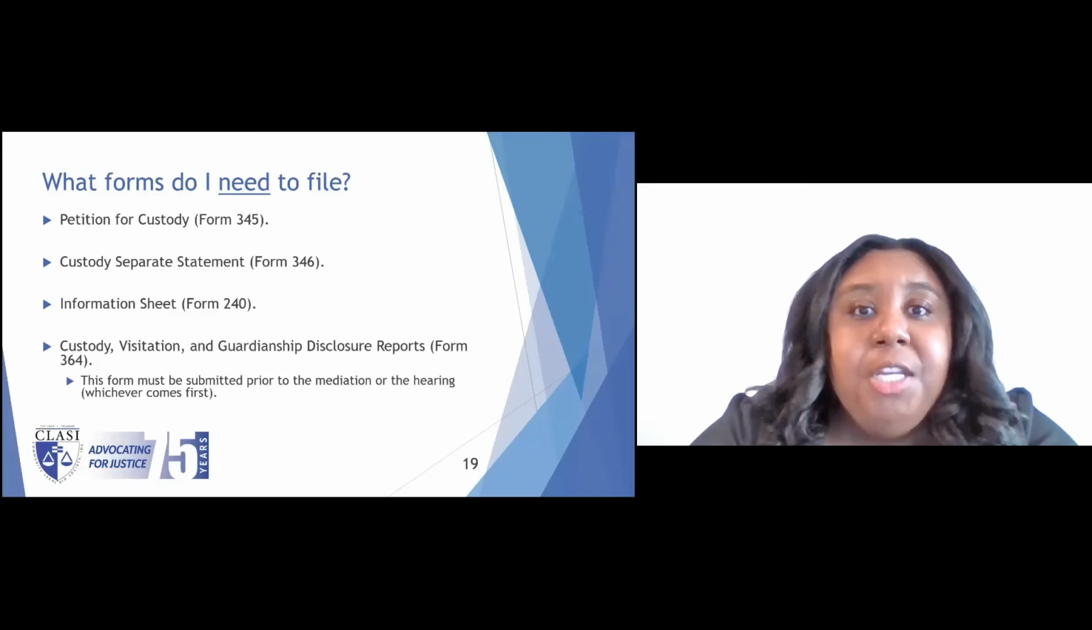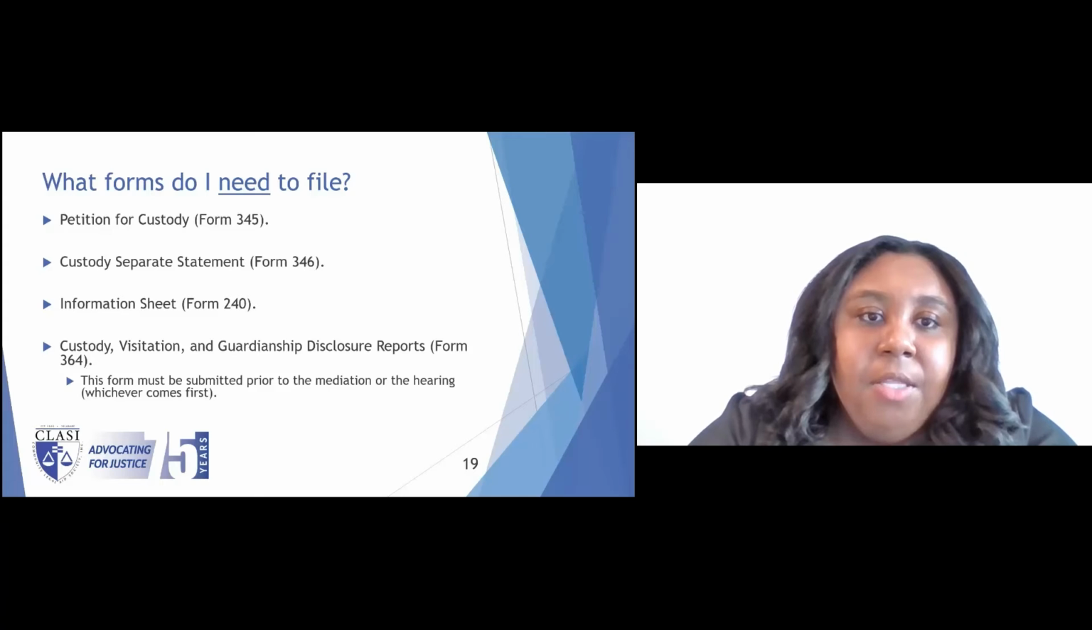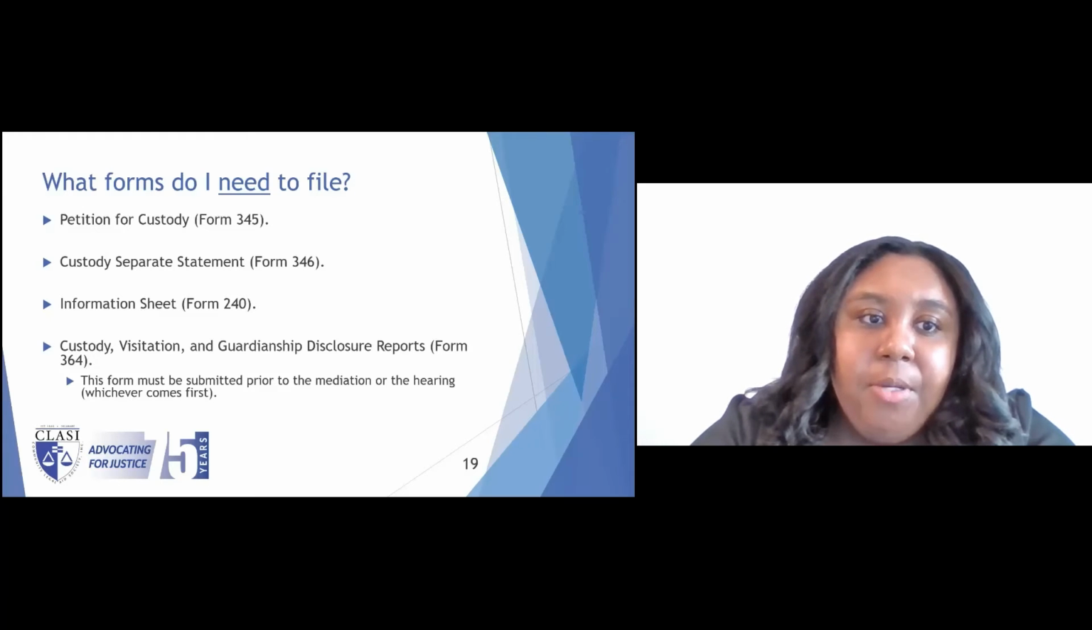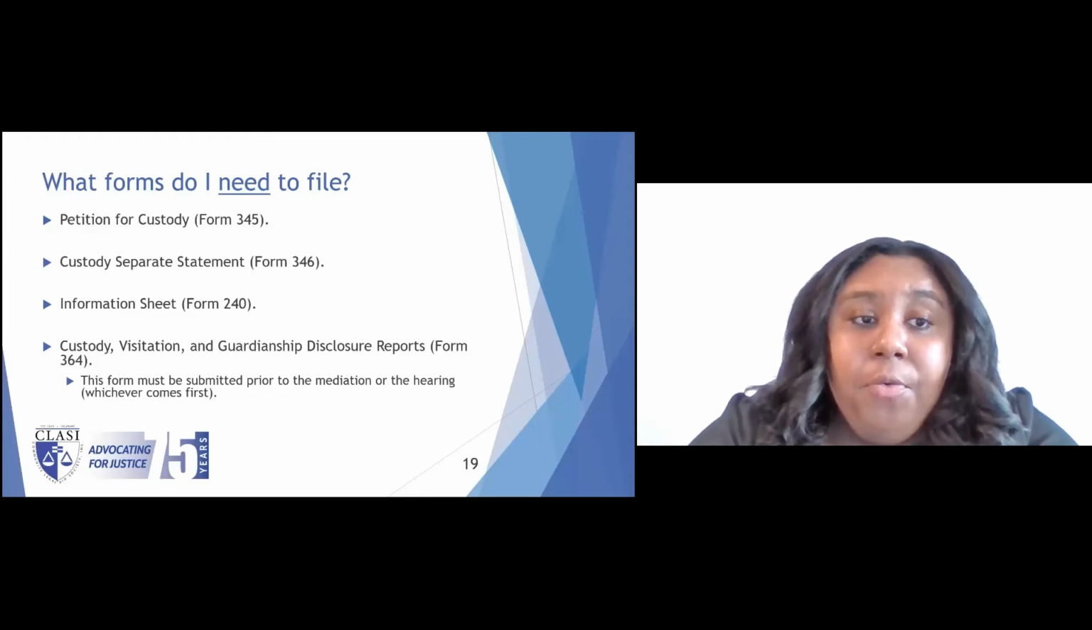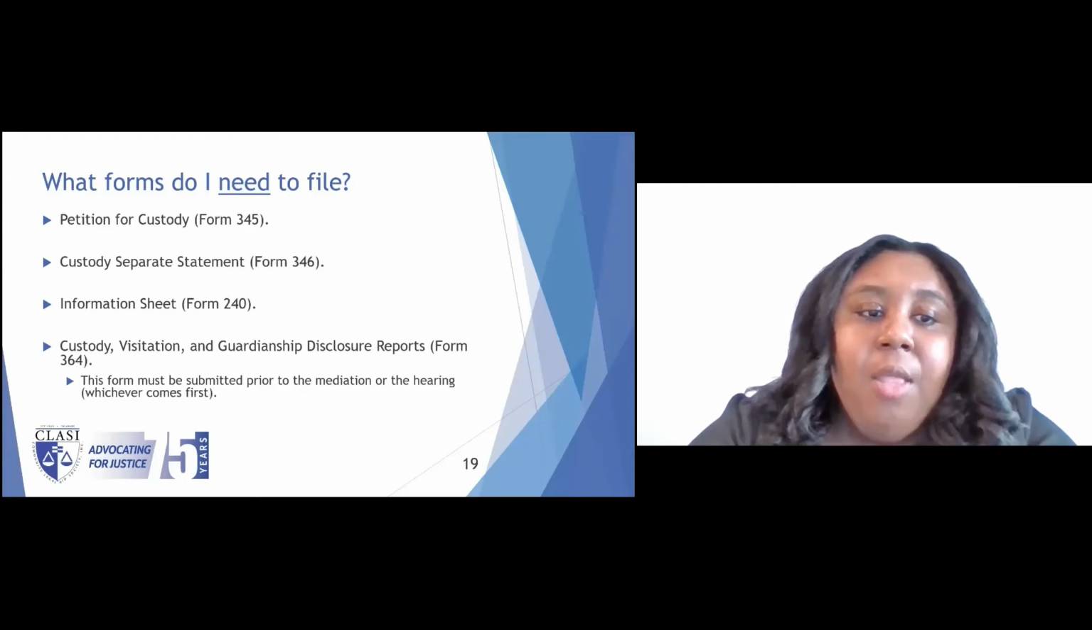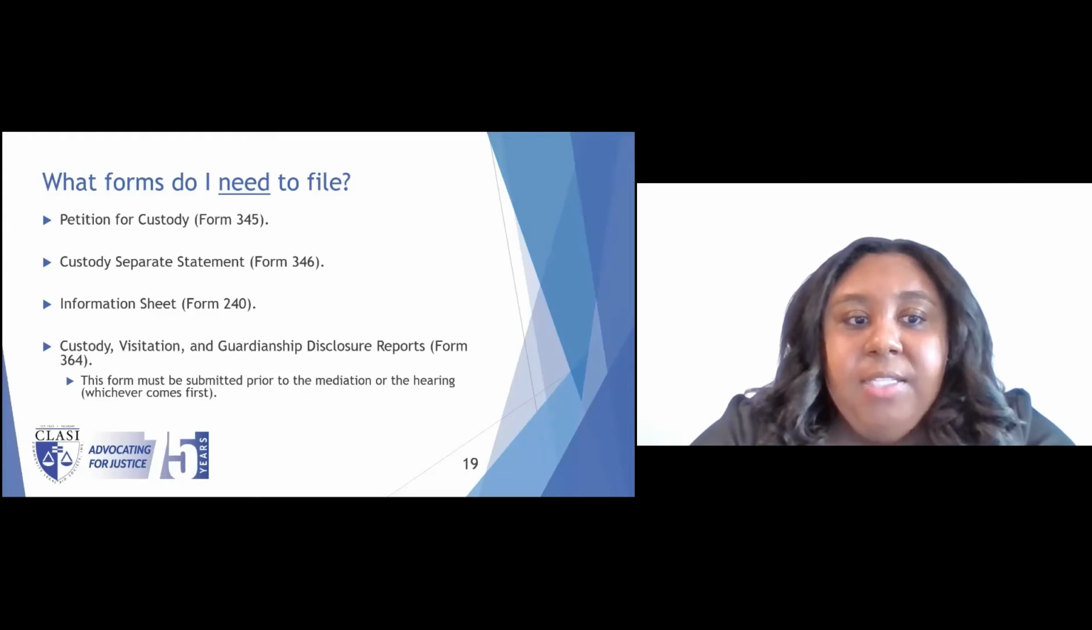So what forms do you need to file? The first form is the petition for custody. This is labeled Form 345. The second form that you need to file is the custody separate statement. This is Form 346. The third form that you need to fill out and submit is the information sheet. This is also known as Form 240. And then the final form that you must fill out is the custody, visitation, and guardianship disclosure reports. This is known as Form 364.